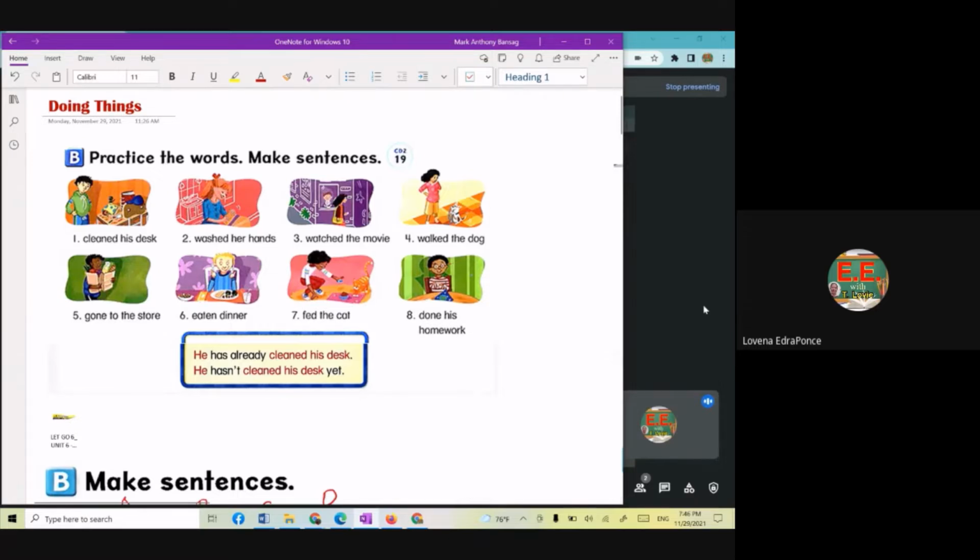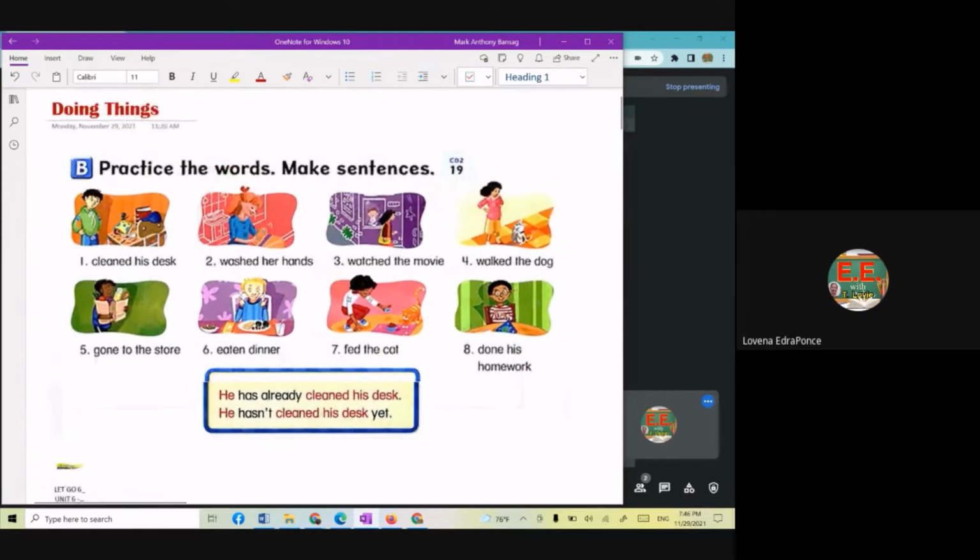Okay, hello everyone. For this topic, we're going to discuss doing things, and this can be found in your book on page 49. This one is all about the past participle. First, let's learn the vocabulary words. Page 49, B. Practice the words.